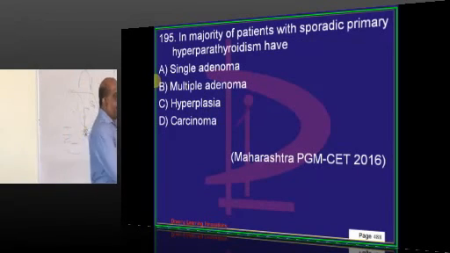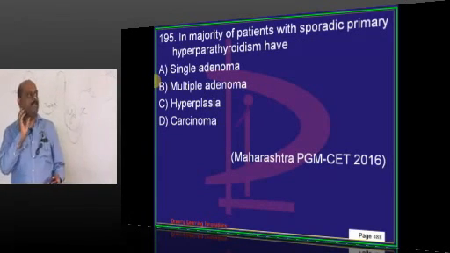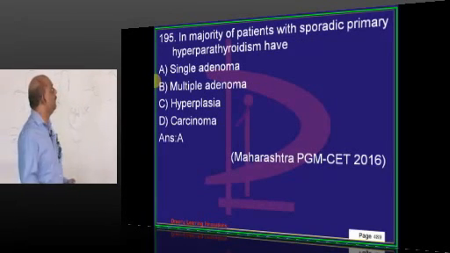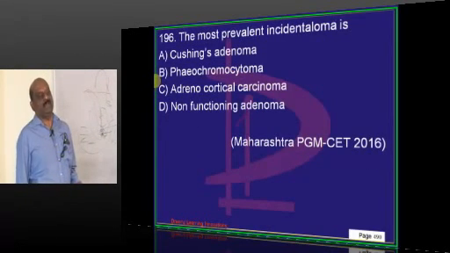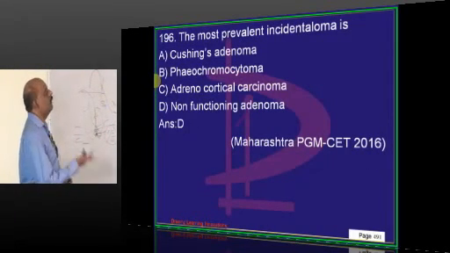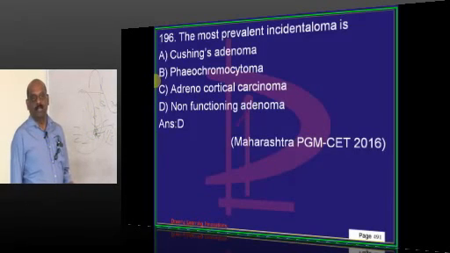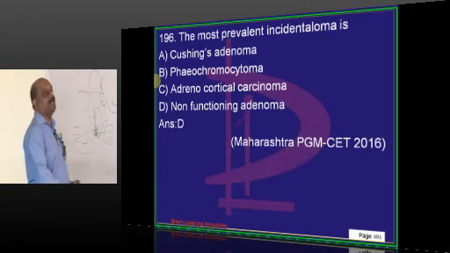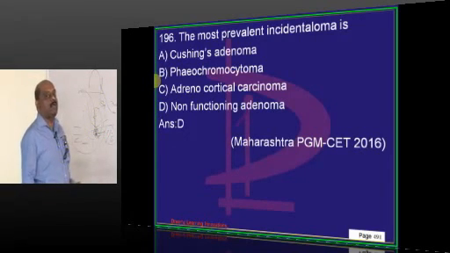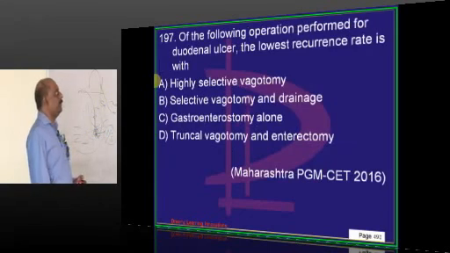Sporadic primary hyperparathyroidism is commonly due to adenoma, doctor. Sporadic, then most prevalent incidentaloma is which one? Non-functioning adenoma. A lot of times whenever you do a CT abdomen or ultrasound, you may end up discovering an adrenal mass. But all adrenal masses are not functioning. That's what you need to appreciate.